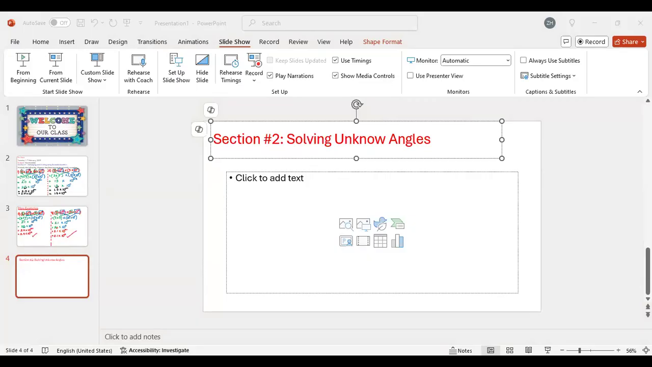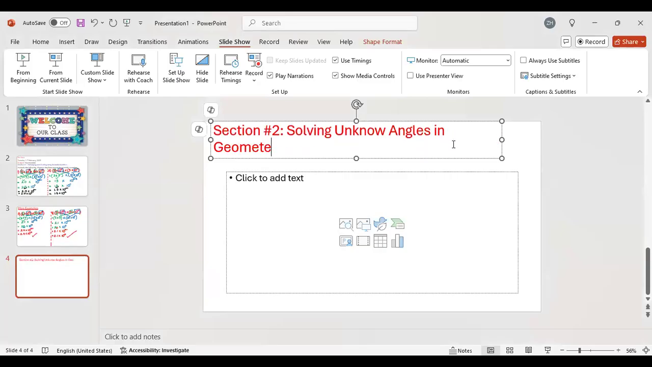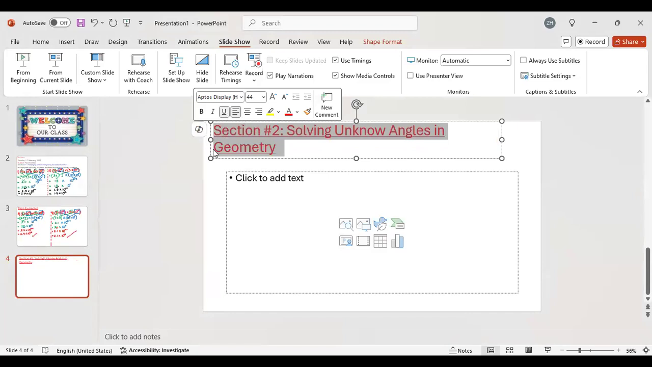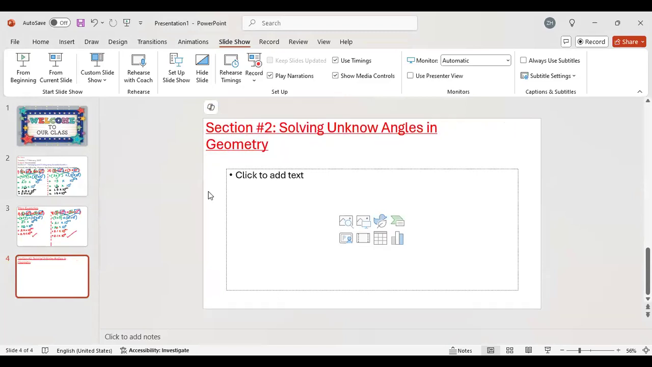Mr. Petit, would you like us to send you our work? Yes, take a picture of it and send it to me via WhatsApp. That previous slide. So solving angles in geometry. So let's go ahead with a question or two.